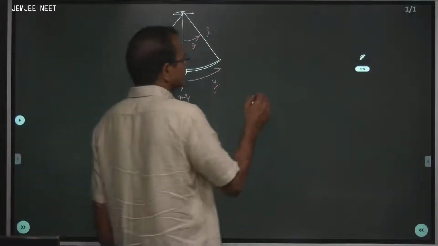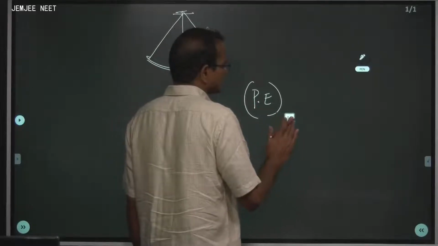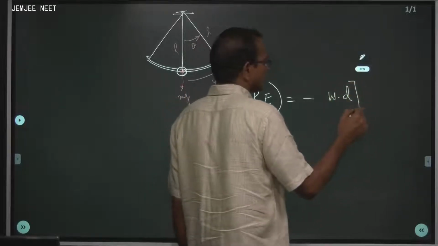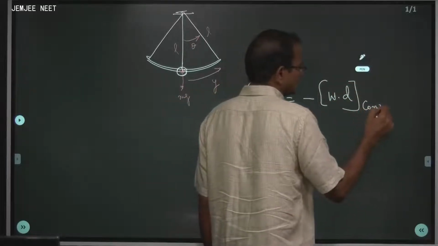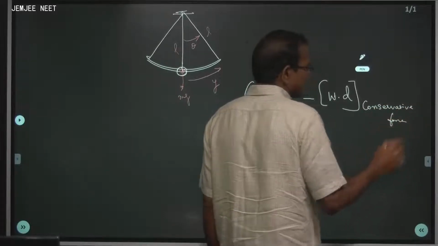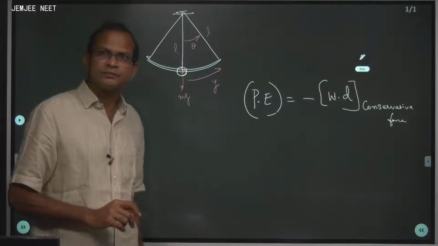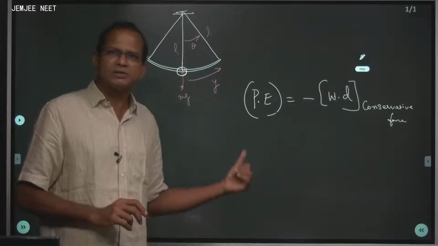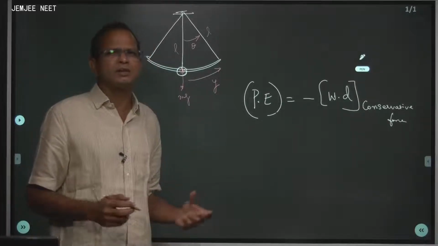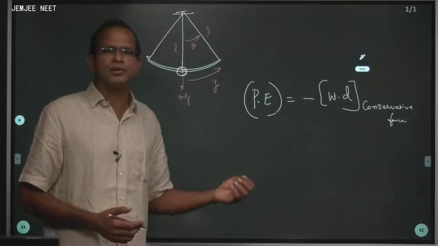What's the definition of potential energy anywhere in physics, in the universe? What's the only one definition of potential energy? Potential energy is the negative of work done by a conservative force. Negative of work done by a conservative force is called potential energy. It's always true. It's the one and only definition universally.